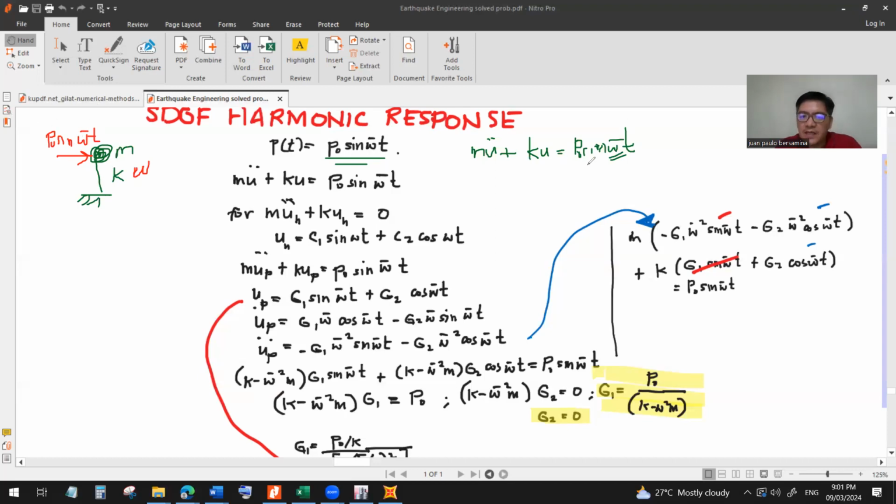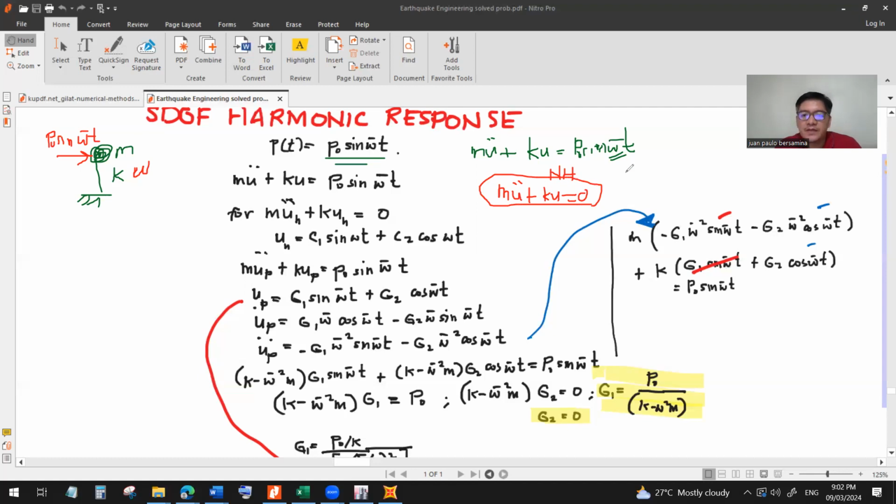Okay, now this is a non-homogeneous differential equation. And according to differential equations, the total solution of a non-homogeneous equation is the combination of the homogeneous solution and the particular solution, or the non-homogeneous solution. We've already derived the solution for the homogeneous part. So, m u double dot plus k u equals 0. We know this already. This is the undamped free vibration.